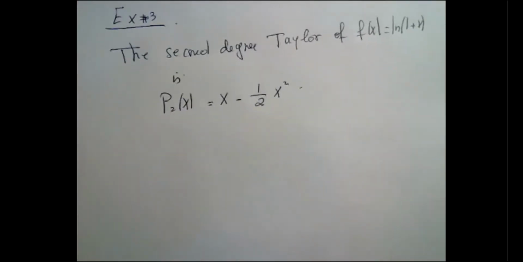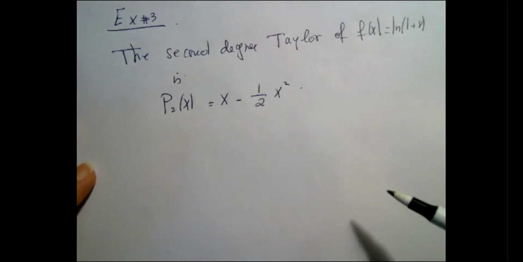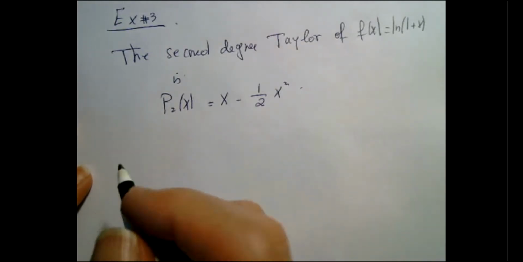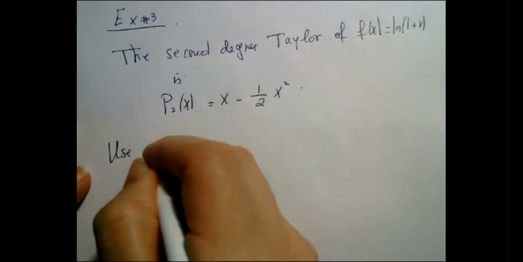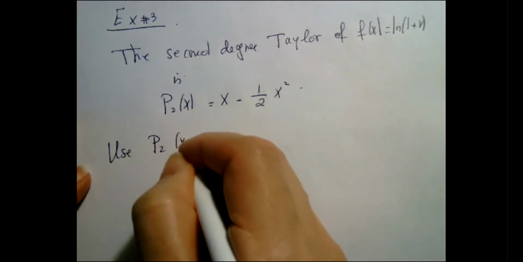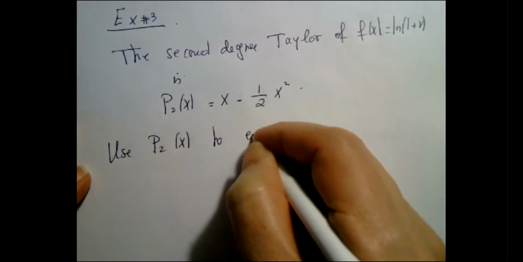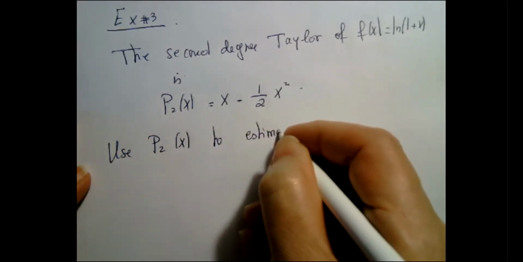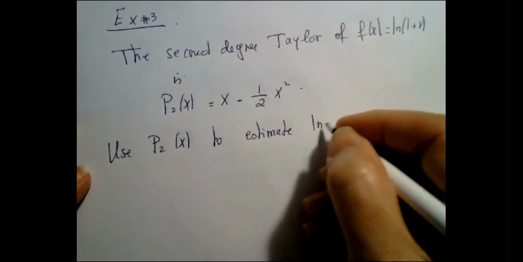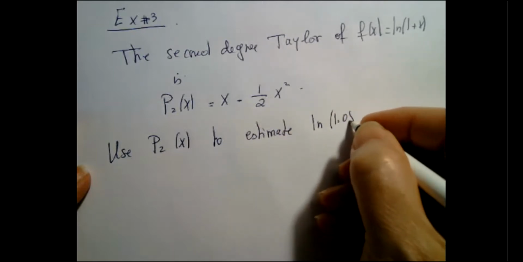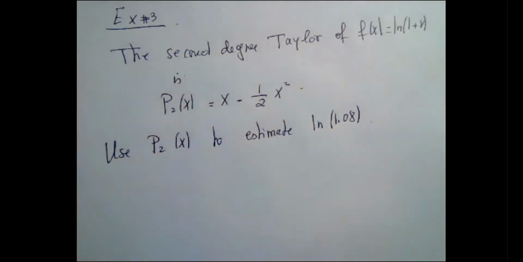Okay, and you can do that. I mean, this is really easy to come up with, but let us say I give you the second degree. The question is, use P2 to estimate ln 1.08.